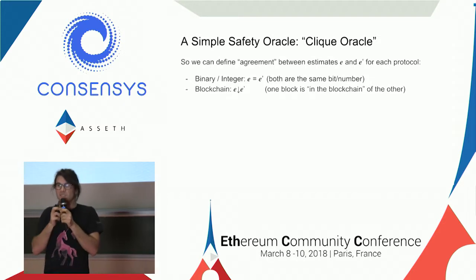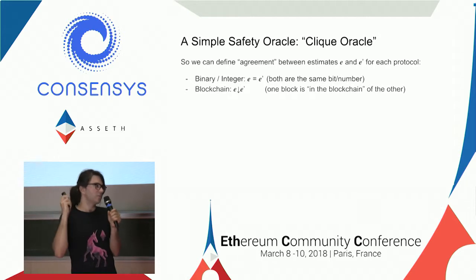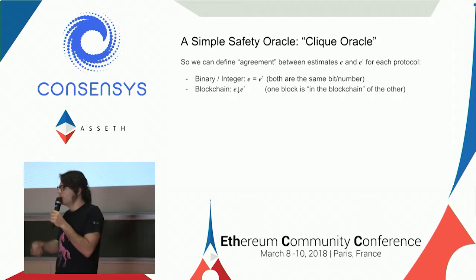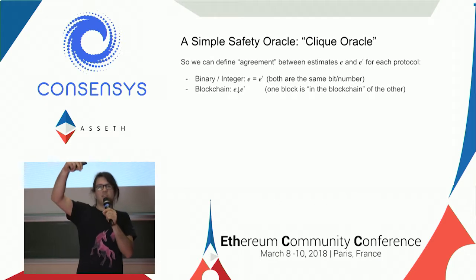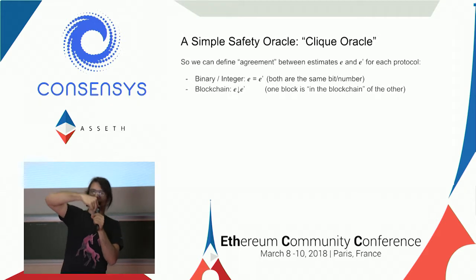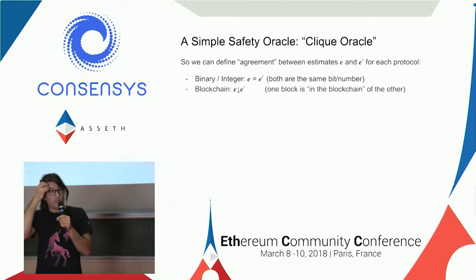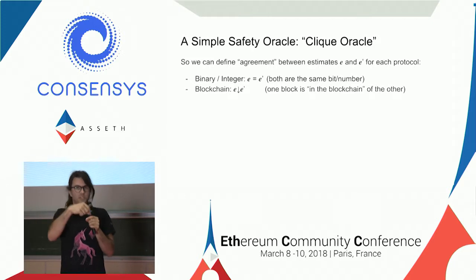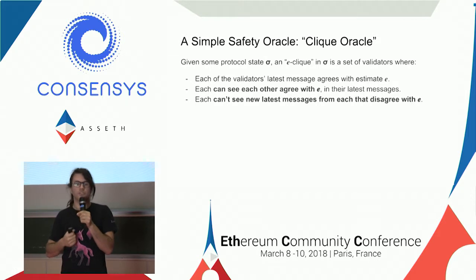So we're going to define this notion of agreement between estimates. In an integer or a bit, it's straightforward: okay, they're the same value. But with a blockchain, it's a little more complex. We say that a block agrees with another if it's in the blockchain, that you can find it by resolving the pre-block pointer. So it's kind of blockchain membership. So you will agree with my block if you choose a block which has a blockchain that includes my block. This notion of agreement is going to be important for our safety oracle definition.